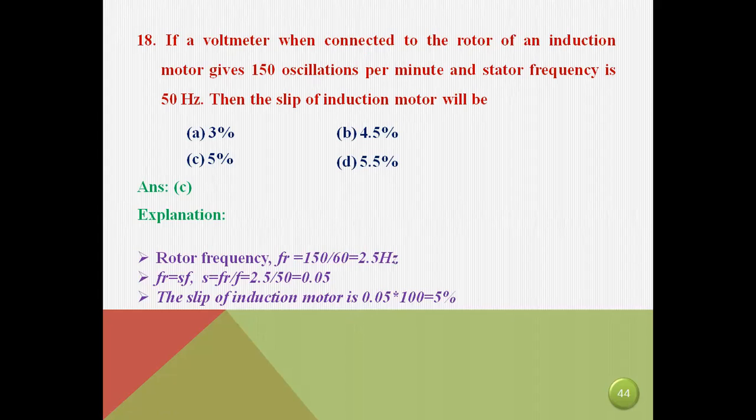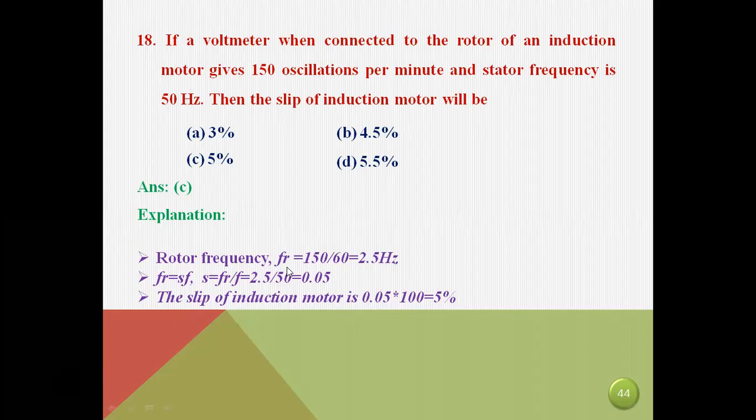S equal to Fr upon F, because the rotor frequency is equal to slip into the stator frequency of the induction motor. We have Fr equal to S into F, but we are supposed to find S, so we can take Fr upon F. For that, F is given here. This is the stator frequency of the induction motor. You are supposed to find the rotor frequency. How can we calculate it? We have the equation Fr upon F.